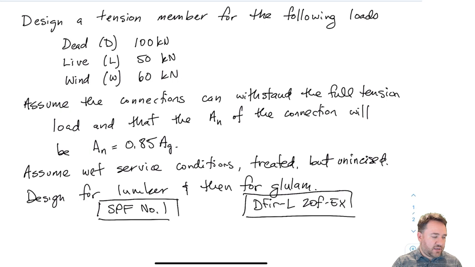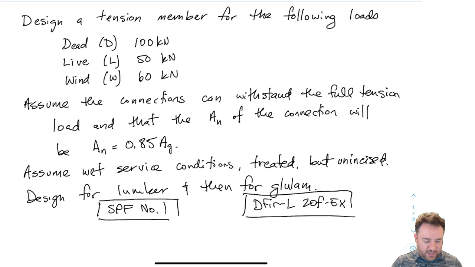Okay, so that is non-trivial, and we'll find that when we do connection design, but for now, this is just the assumption that we're going to make in order to be able to do the question. This is located in a humid area or it's outside, so therefore we're assuming wet conditions. We're assuming that it's treated, but we are assuming also that it is unincised. Okay, and we're going to repeat this design for both lumber and glulam.